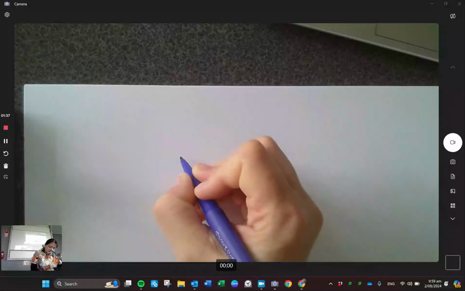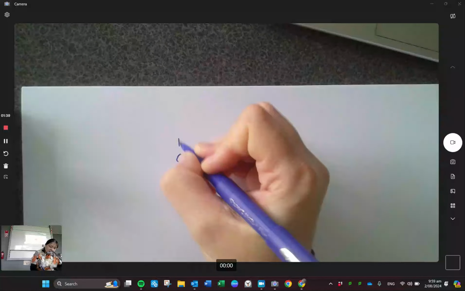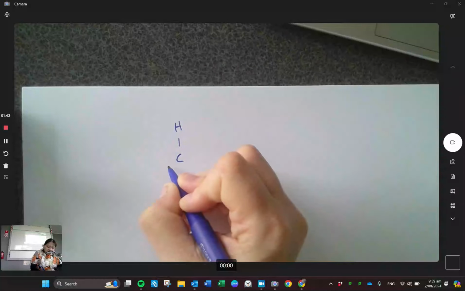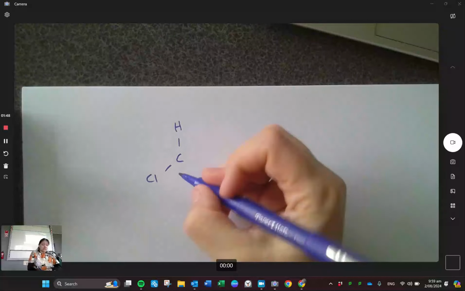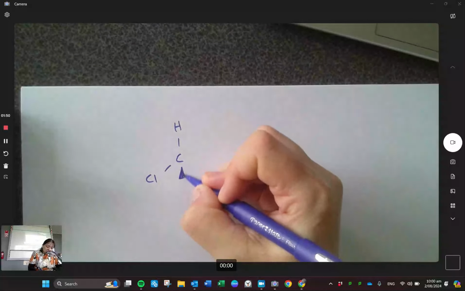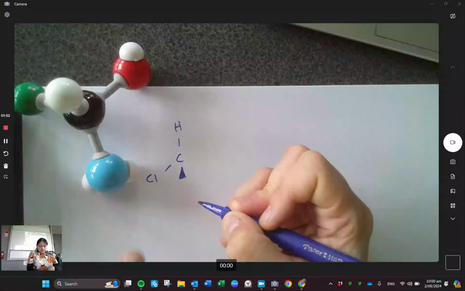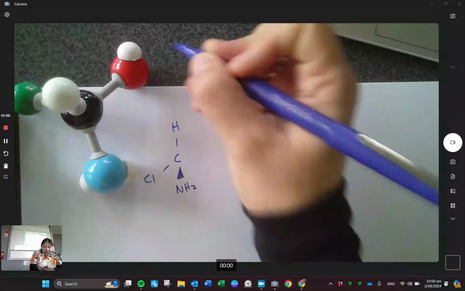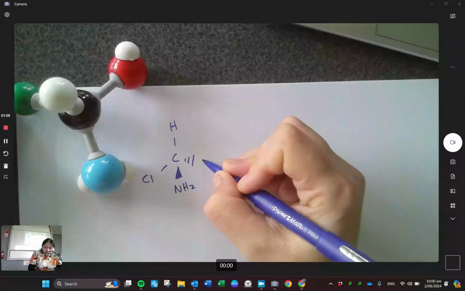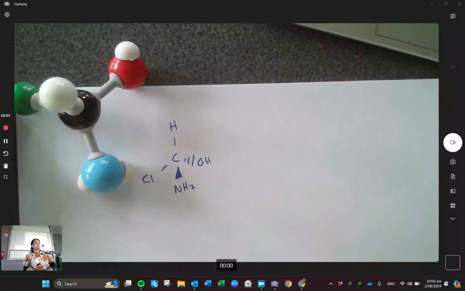So for example, if I was to draw this in its three-dimensional shape, I would have carbon, I would have a hydrogen, I would have my chlorine, and remember we want to express 3D shapes, so we're talking about those tetrahedral shapes that we did last year. We have one coming out of the plane, which is my amine group, and then one going behind the plane, so I'm doing it as dashed, like that.